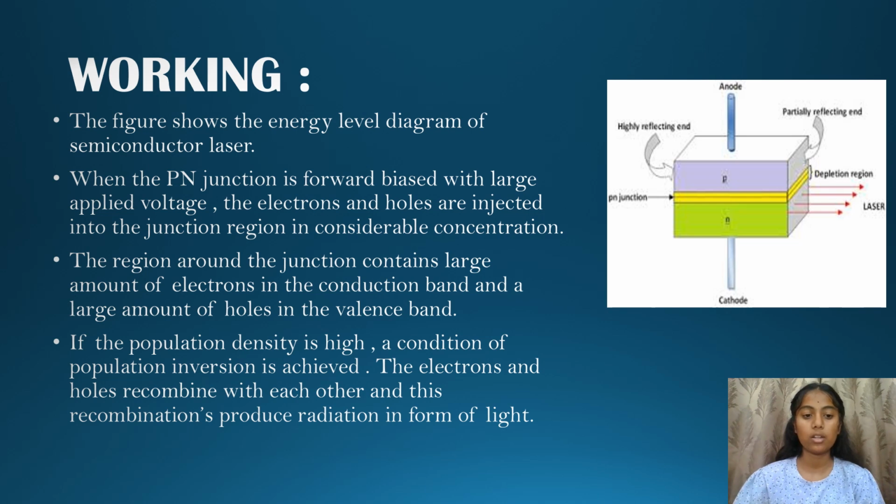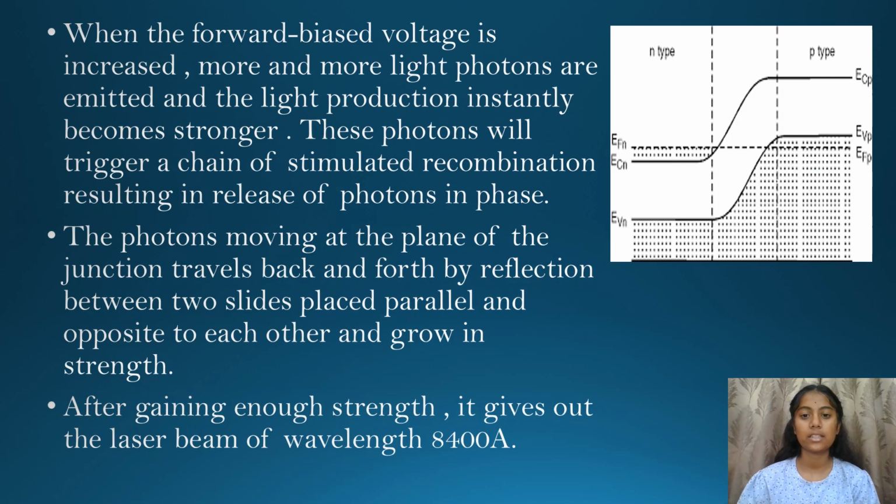The electrons and the holes recombine with each other, and these recombinations produce radiation in the form of light. The figure in this slide shows the energy level diagram of semiconductor diode laser. When the forward biased voltage is increased, more and more light photons are emitted and the light production instantly becomes stronger. These photons will trigger a chain of stimulated recombination, resulting in release of photons in phase.